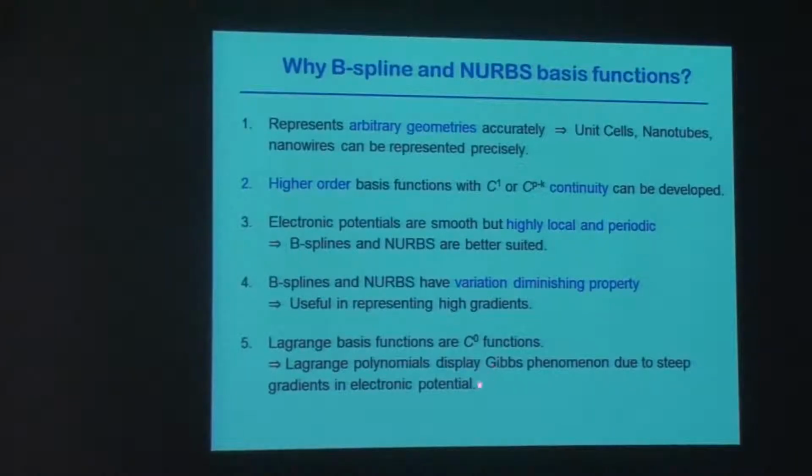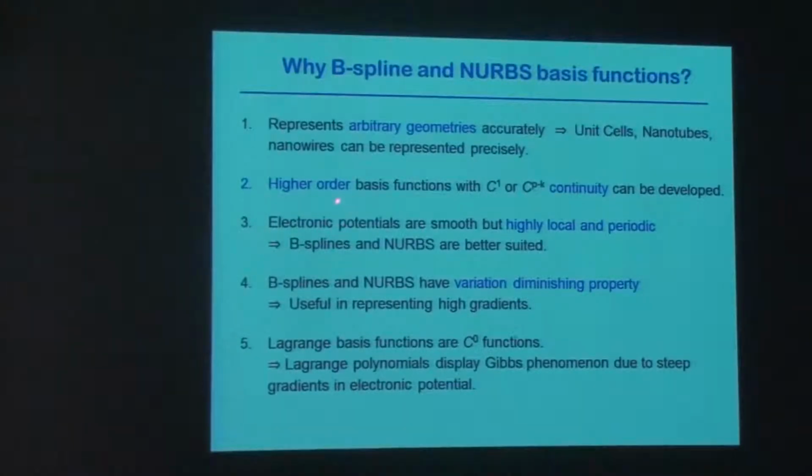So instead of using C0 Lagrange basis functions, we opt to use B-splines and NURBS. And there are certain reasons. One is that B-splines and NURBS can represent arbitrary geometries accurately. Whether these geometries are unit cells, nanotubes, or nanowires, all of these can be represented very, very accurately. So that is a major feature here.